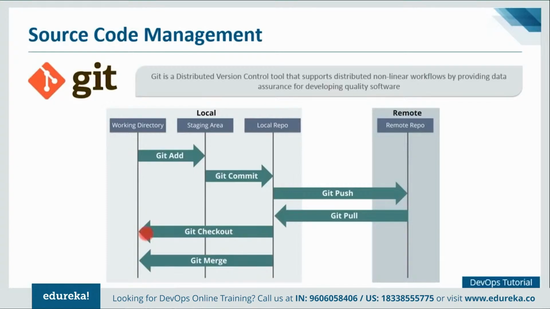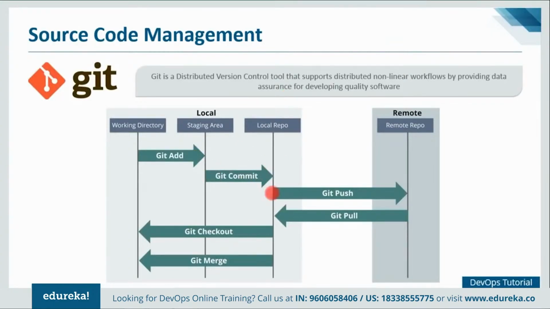All right, so let me just repeat it once more for you guys. I have a working directory here. Now, in order to add that to my local repository, I need to first perform git add, that will add it to my staging area. Staging area is nothing but an area between the working directory and the local repository. After git add, I can go ahead and execute git commit, which will add the changes to my local repository.